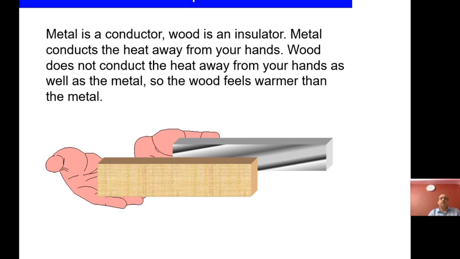Now we have an example. We have two rods. One is made of metal and the other is a wood insulator. The metal conducts the heat away from our hands, and wood does not conduct the heat from our hand as well as the metal. So wood feels warmer, whereas the metal feels colder.